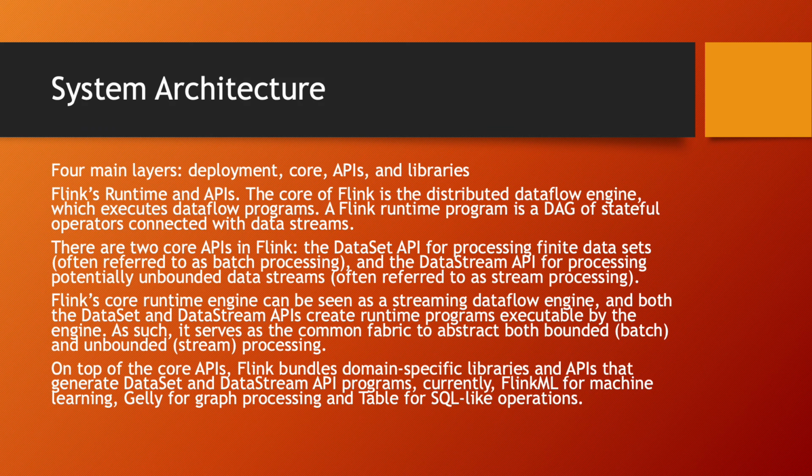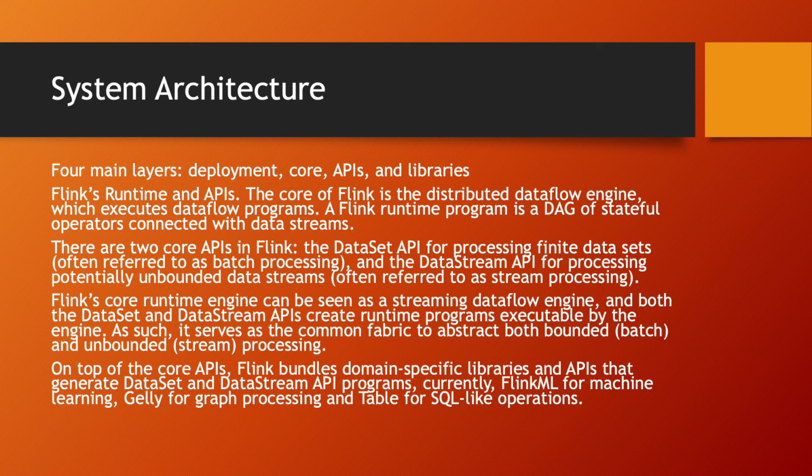In terms of system architecture, there are four main layers: deployment, core, APIs, and libraries. Flink's runtime and APIs. The core of Flink is the distributed data flow engine which executes data flow programs. A Flink runtime program is a DAG of stateful operators connected with data streams.